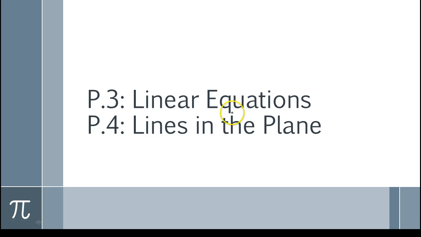Today we're going to be reviewing linear equations and how to find the equations of lines in the plane. So let's start by remembering how to solve linear equations.